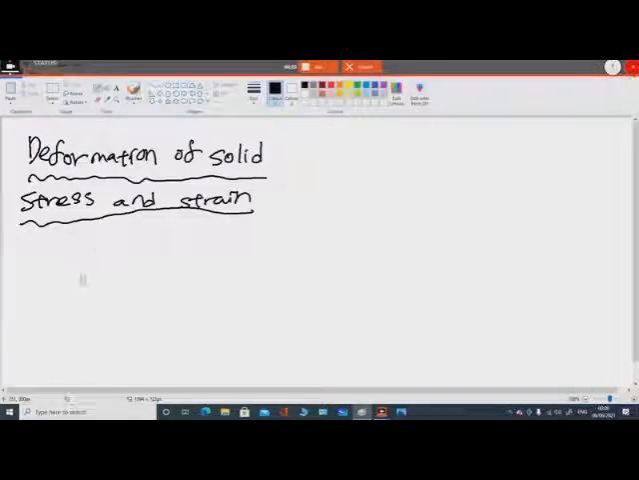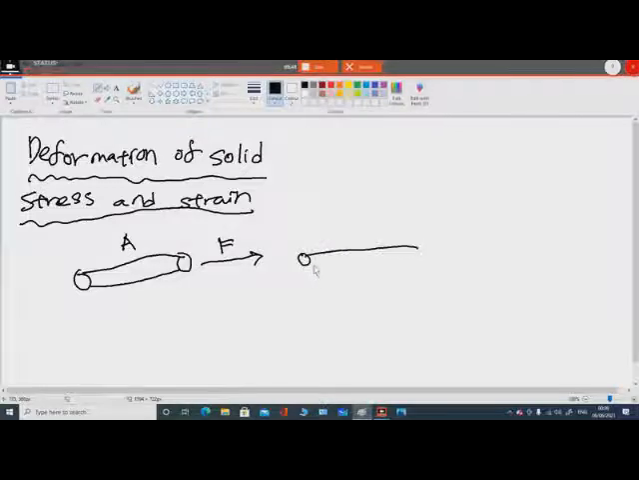Let's say I have a wire. This is my wire. This wire has a cross-sectional area A. If I apply a longitudinal force to this wire, what we get is a smaller cross-sectional area. This is A prime.